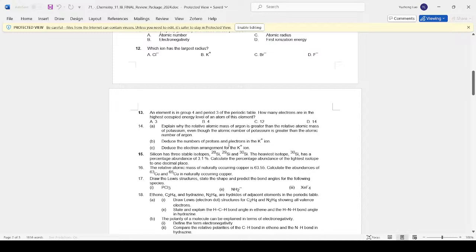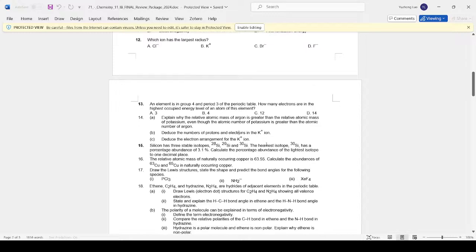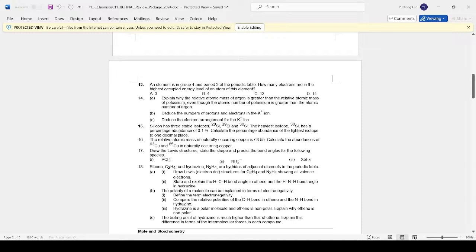Deduce the number of protons and electrons. Okay, this is pretty simple stuff. Silicon has 3 symbols. Okay, relative. Calculate the abundances. Okay.